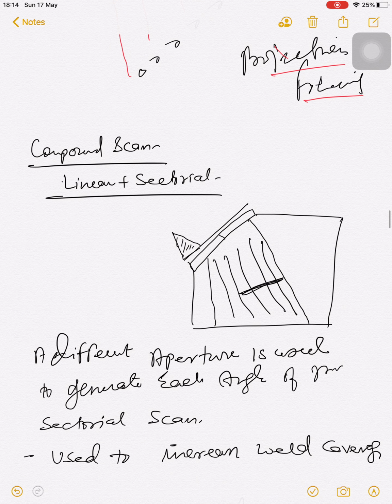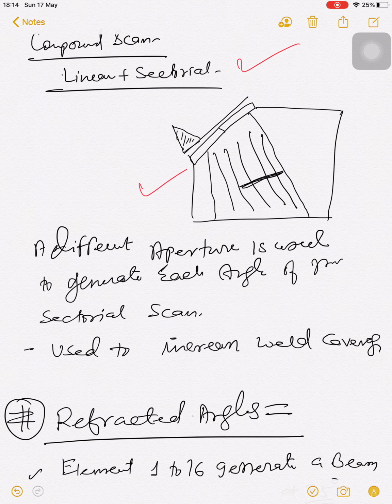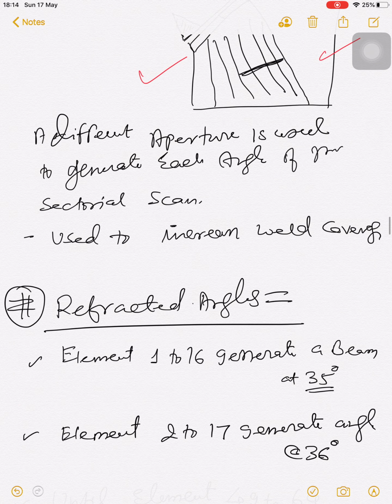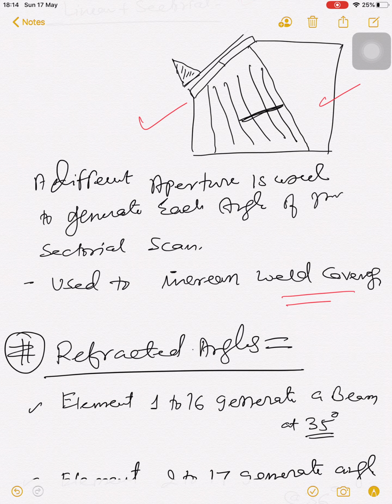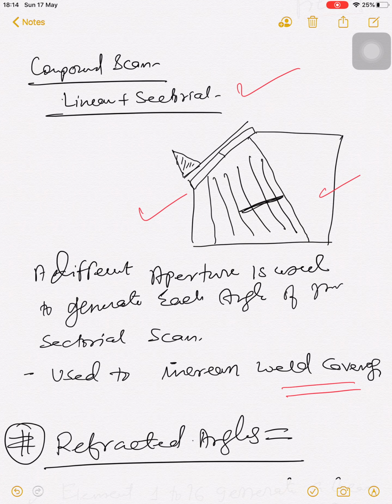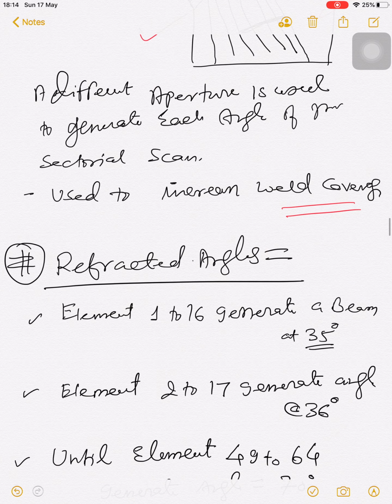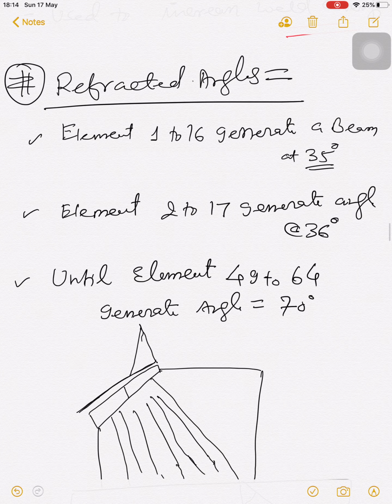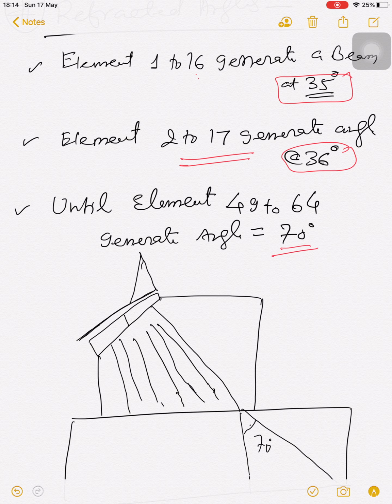Okay, compound scanning, if you see the linear and the sectorial, it is also shown visually in the pictures. A different aperture is used to generate each angle of the sectorial scan, used to increase weld coverage, where we use compound linear and sectorial scans when we need to increase our weld coverage. What are the refracted angles? Elements 1 to 16 generate a beam of 35 degrees. Elements 2 to 17 generate an angle of 36 degrees, and so on until elements 49 to 64 generate 70 degrees.